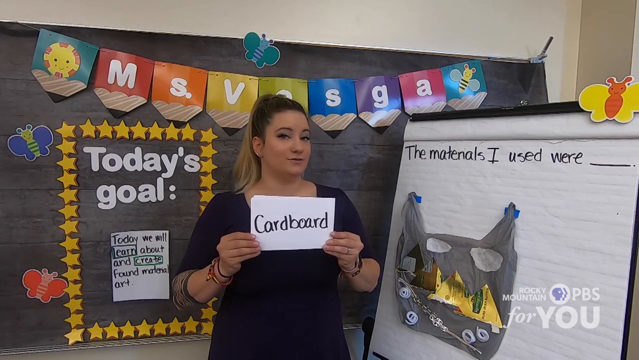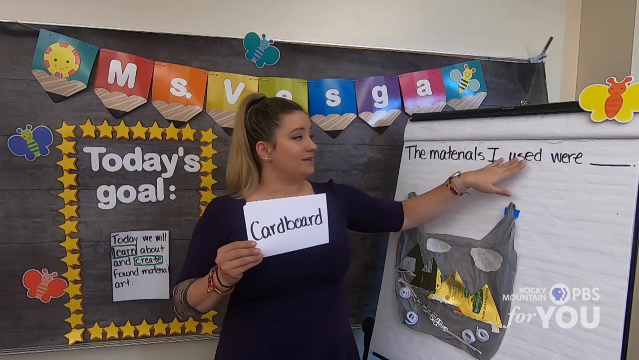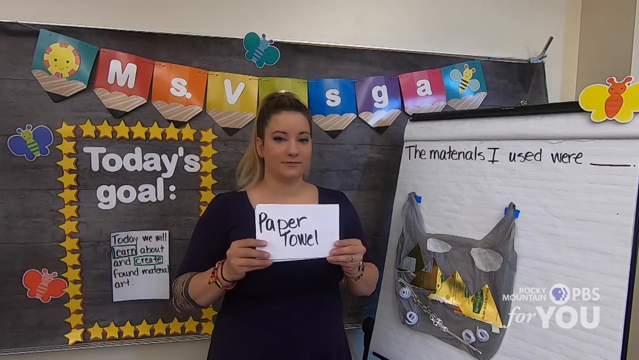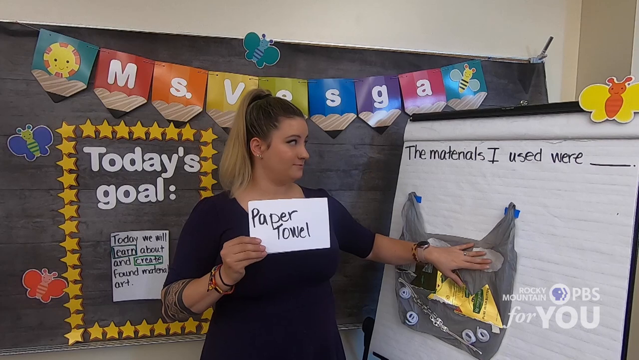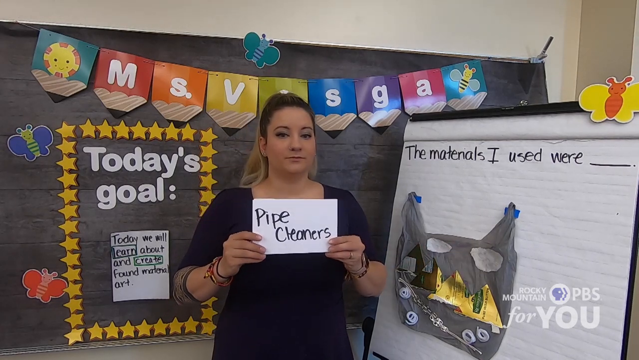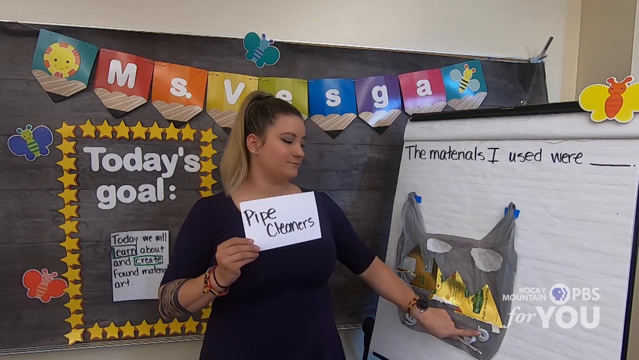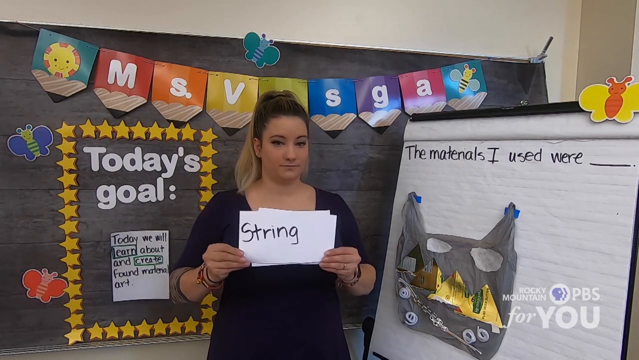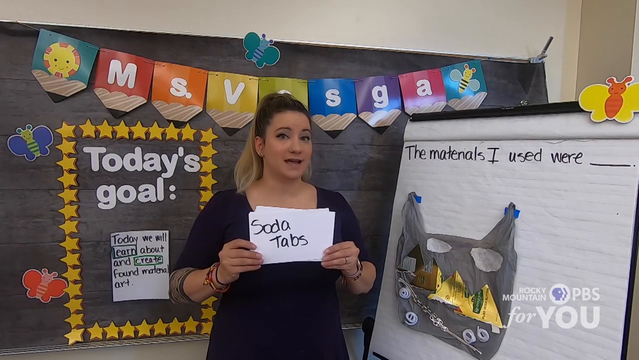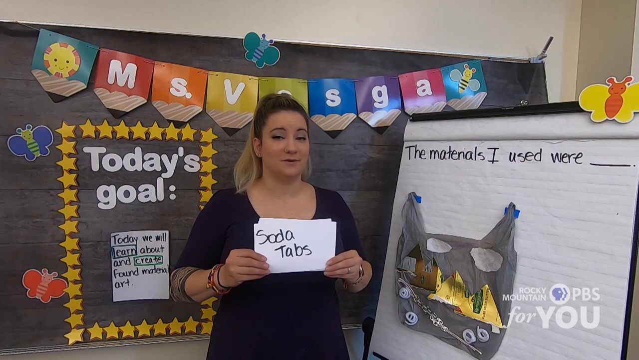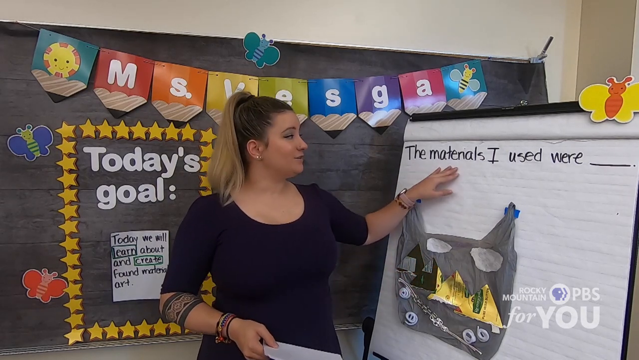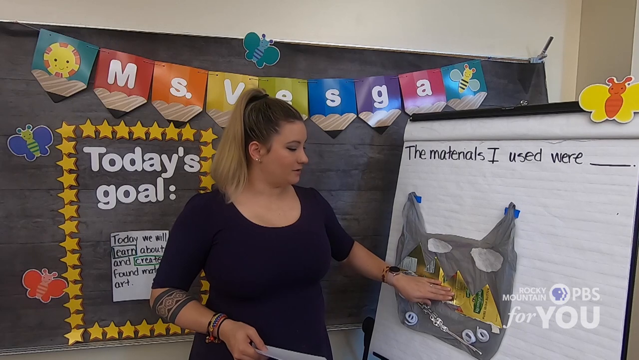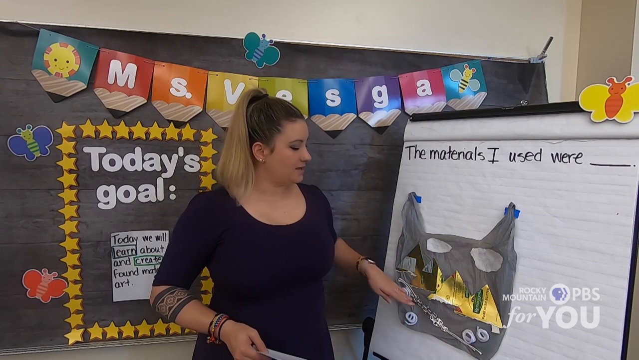The next material I used was cardboard. The materials I used were a plastic bag, cardboard, paper towels, pipe cleaners, string, and soda tabs. Let's put that all together in our sentence stem to create one sentence. The materials I used were plastic bags, paper towels, cardboard, pipe cleaners, string, and soda tabs.